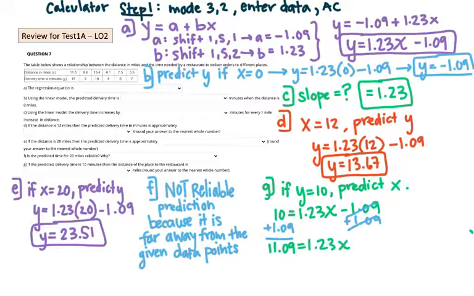Now the last step to isolate x, to figure out what x is, is we want to remove the 1.23 and just get x all alone. Since that's multiplication, we'll do the opposite, we'll divide. So we'll divide both sides by 1.23, and that will give us a predicted distance of 9.01 miles. So that means if it took 10 minutes for the delivery to arrive, I predict that the distance that I live from the restaurant must have been about 9 miles.